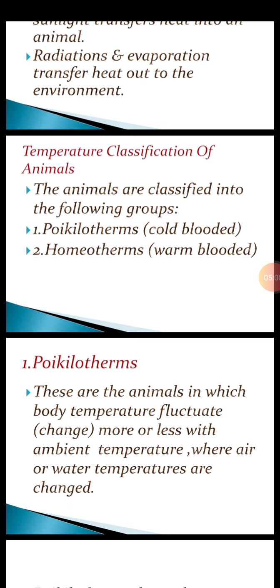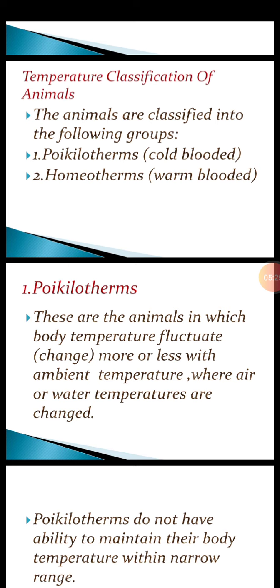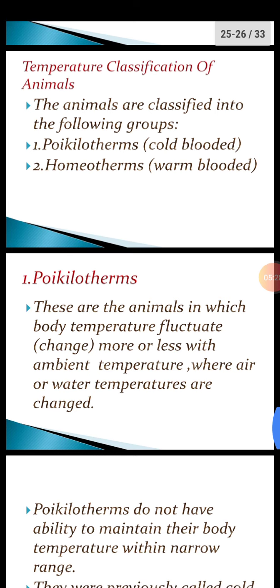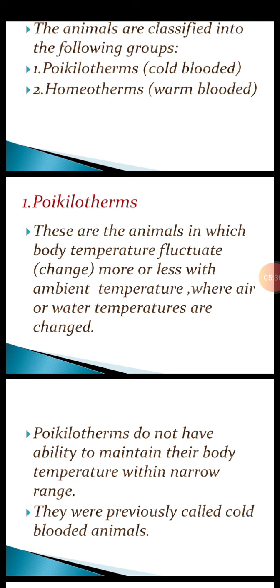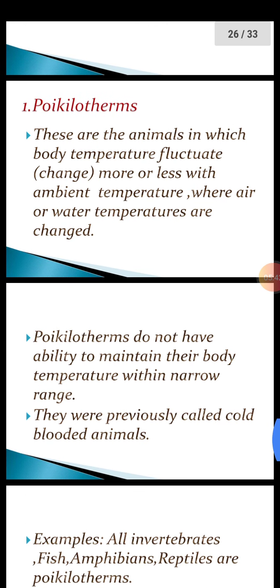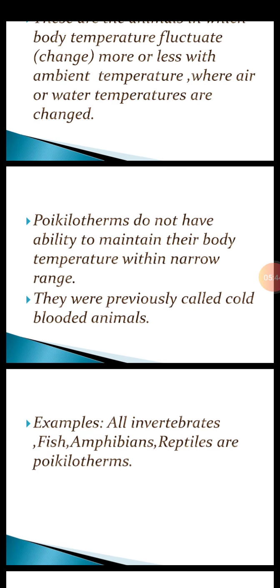Temperature classification of animals. Some animals are able to maintain their body temperature, but others are not. So we will discuss them one by one. The animals are classified into the following groups: poikilotherms, cold-blooded, and homeotherms, warm-blooded. Number one is poikilotherms. Definition: these are the animals in which body temperature changes more or less with the ambient temperature. Ambient temperature means room temperature or air temperature, where air or water temperatures are changed. Poikilotherms do not have the ability to maintain their body temperature within a narrow range.